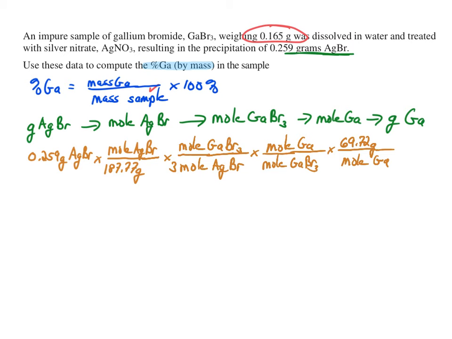All right, so let's look at our units to see if we've set this up correctly. Grams to moles of silver bromide, to moles of gallium bromide, to moles of gallium. Okay, grams, we look good. So if we chunk all these numbers into our calculator, we would see that we have 0.032056 grams of gallium. Now that we know our mass of gallium, we can plug it into our initial equation and get our answer.